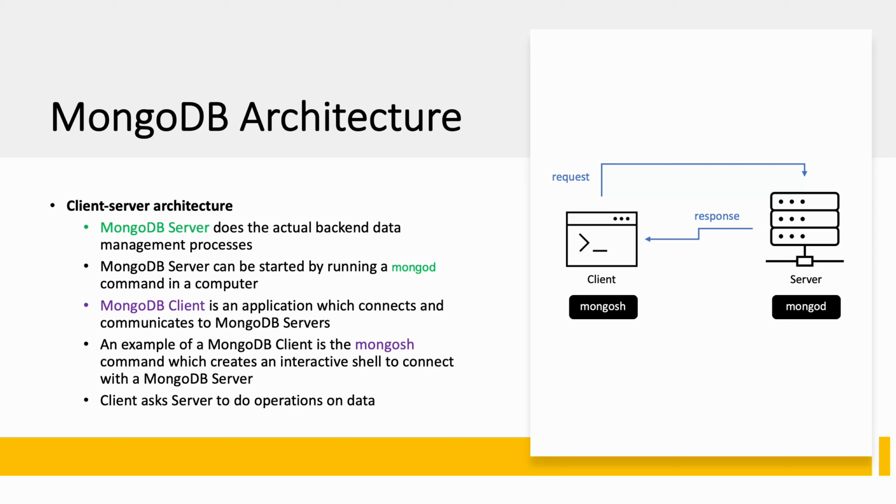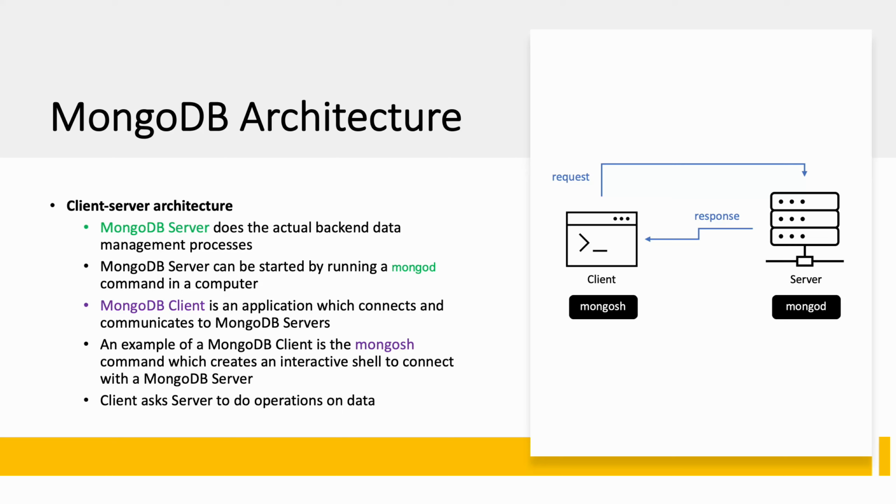MongoDB Client is an application that you install on your computer, and using that you can connect to a MongoDB server which is installed on your own local computer or on a remote computer. The mongosh command that we are already familiar with is a client. It creates an interactive shell for you, and you can use that shell to interact with the MongoDB server to perform data operations on the MongoDB server.